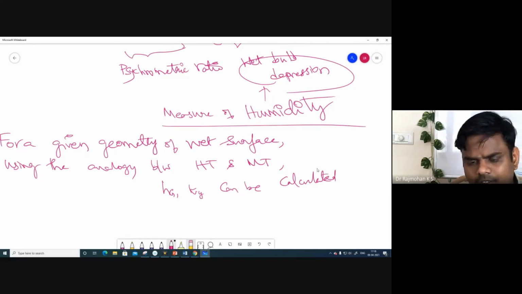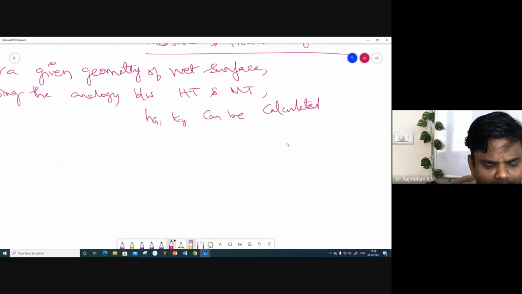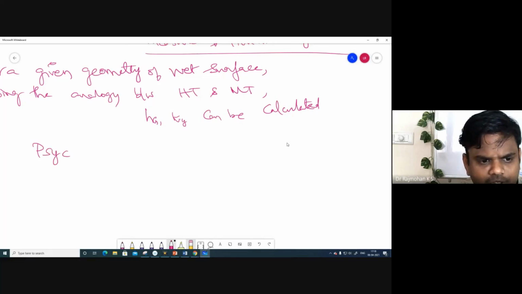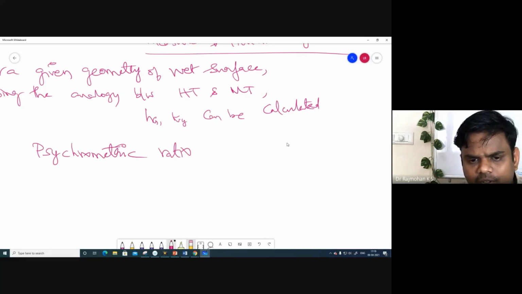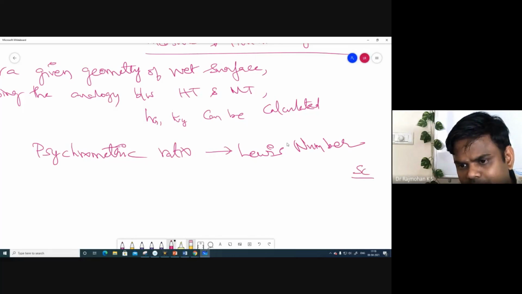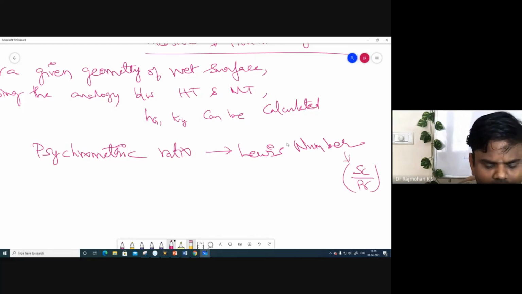See, if you refer to our lectures on analogies in mass transfer, we have even defined what is Lewis number. So that way this psychrometric ratio can be related to the Lewis number. We have seen that Lewis number is a ratio of Schmidt number by Prandtl number. So the psychrometric ratio can be related to the fluid properties, because obviously it depends upon the properties of the fluid, right?